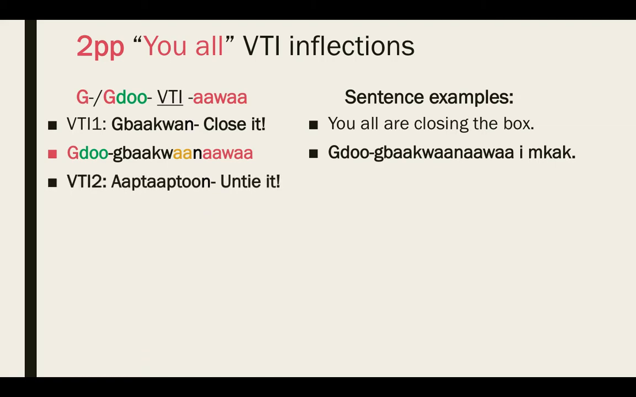So notice how these ends haven't been grayed. It's because we're reusing them in our inflections. So we're just going to attach aawaas at the end there and gdos, or in this case, gd, to the front of the verb. So we should have gdop dop tonawa, gdop top tonawa, and that's for you all are untying it.